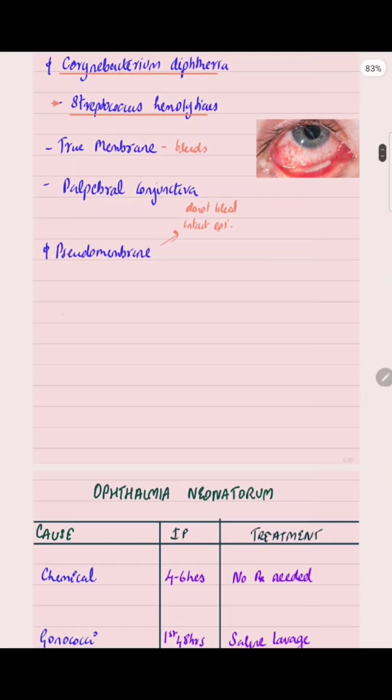Then for treatment, topically we can give penicillin eye drops, or anti-diphtheritic serum can be given topically.